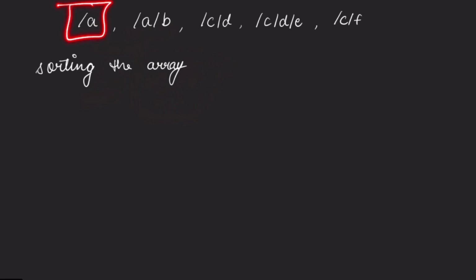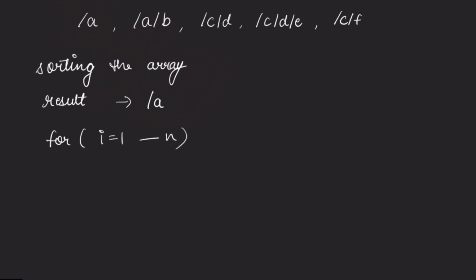Now for the first folder, is it going to be always a parent folder? Yes, right? Because for this, there won't be any parent folder present in our array. So this /A, we can directly put it in our answer. Let's suppose we have an answer variable result. So in our result, initially we will keep /A as is. Then we will start from the second folder, that is, from index 1 till the end.